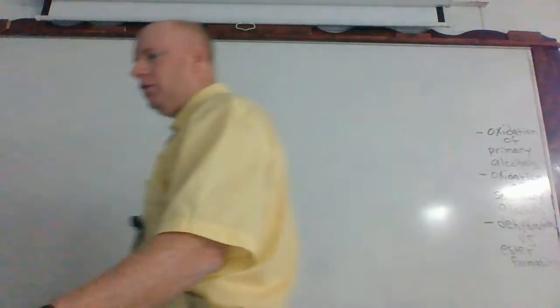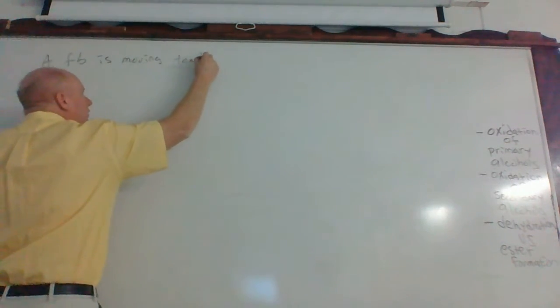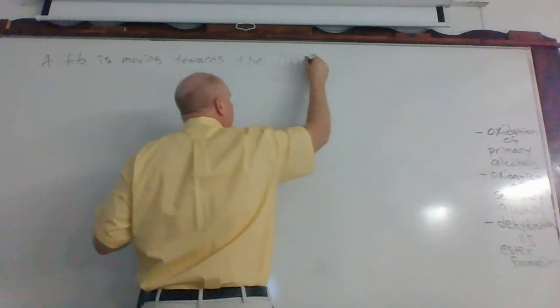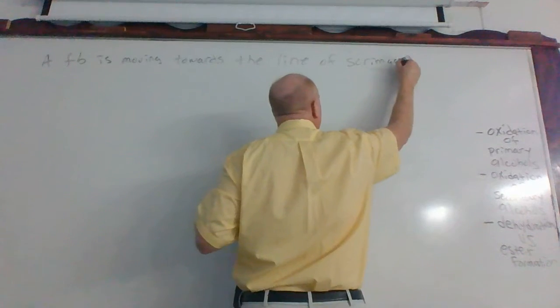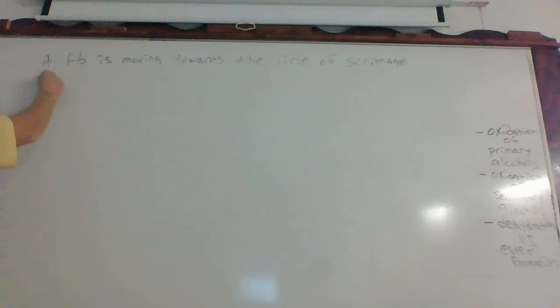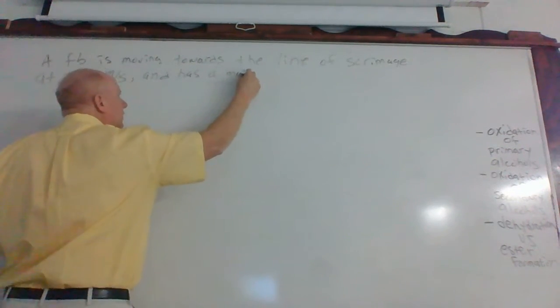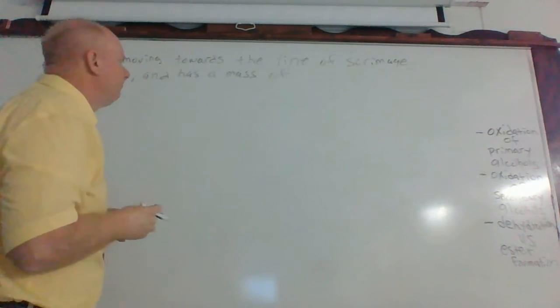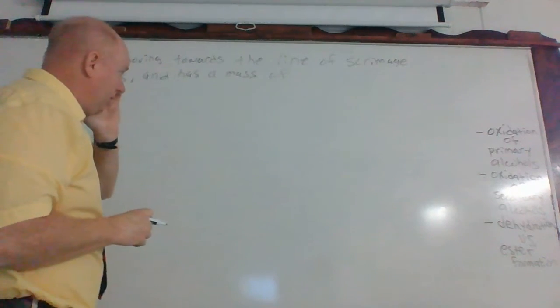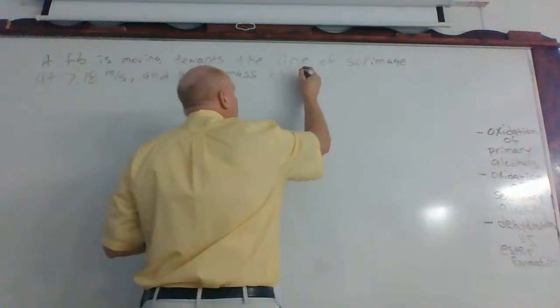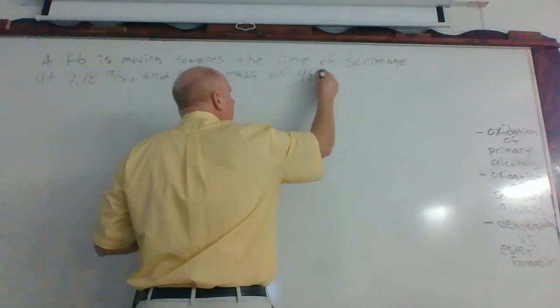Some of this information, as you know, is ongoing. For instance, just to keep it simple, we'll say a fullback is moving towards the line of scrimmage at 7.18 meters per second, and has a mass of, we'll say, 98 kilograms.